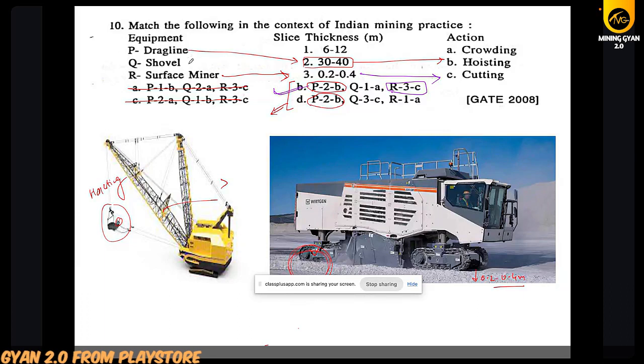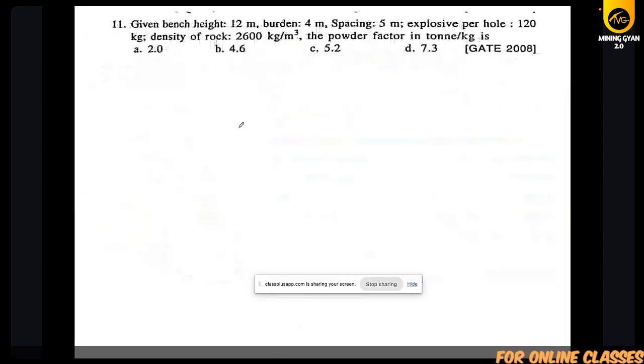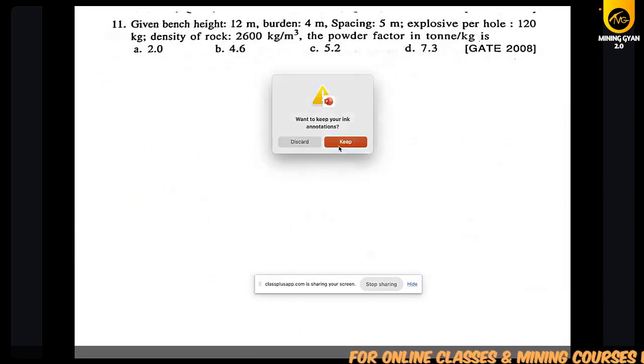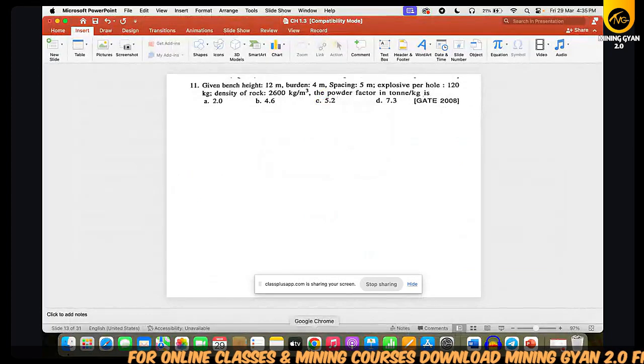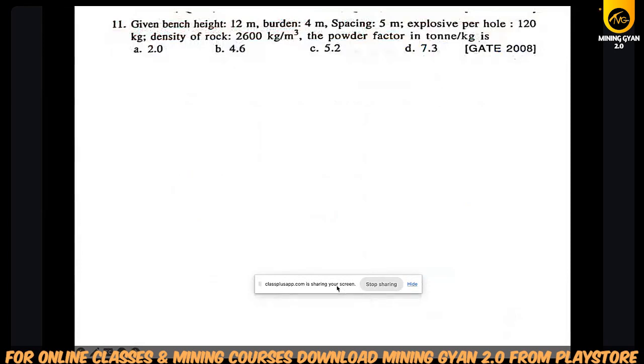Then the shovel is 6 to 8, 12 meter, and it is the crowding. I think you have. If you have any doubt, please comment. Otherwise, those who do not have any issue, then try to solve question number 11. If you have any doubt, please comment. Otherwise, solve question number 11. You have approximately 1 minute. Then I will try to solve this question.